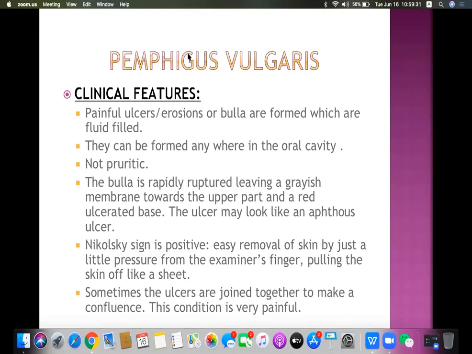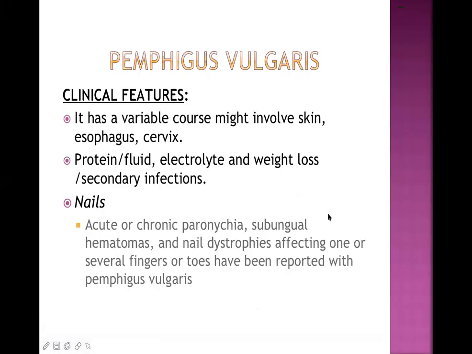Let's move on. Now, it has quite a variable course. This Pemphigus vulgaris has a variable course, means we cannot predict it. Okay, we cannot predict. You cannot pinpoint, oh, this thing is going to happen, because it has a variable course, and it might involve skin, esophagus, as well as cervix. Remember, skin and mucous membrane both are involved.